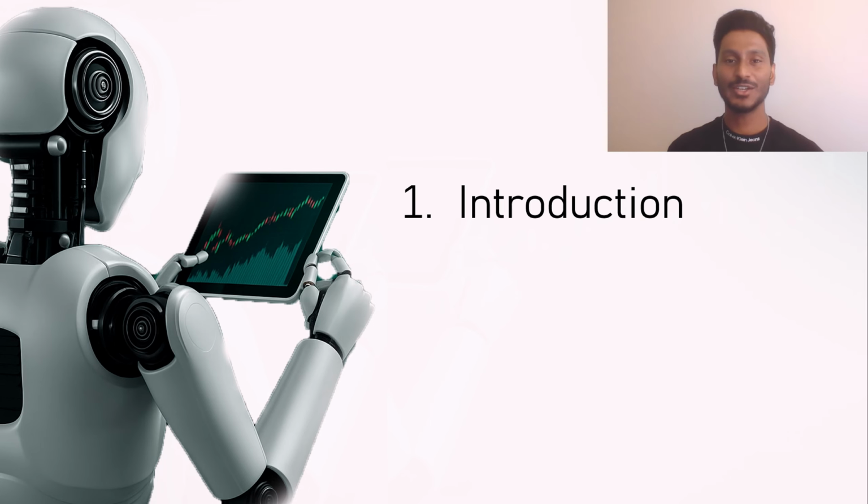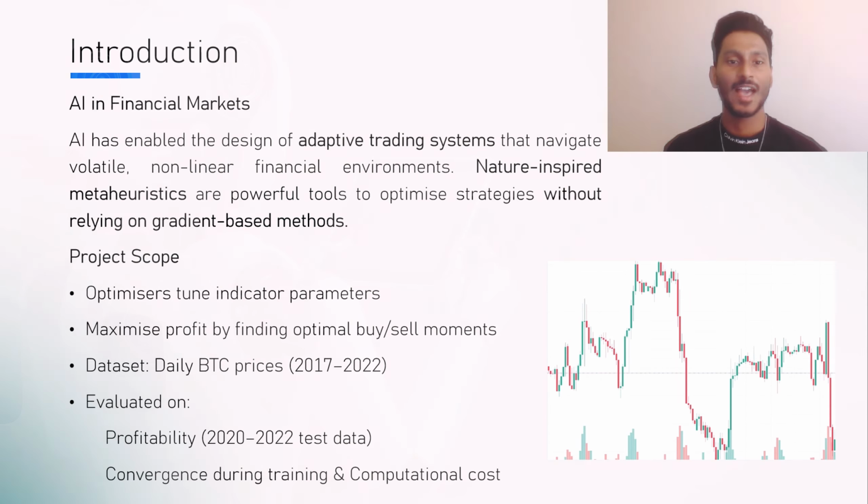Now I am moving to the introduction section. I would like to say that artificial intelligence has enabled the development of adaptive trading systems that can respond to the volatile and unpredictable nature of the financial market. In this project, we apply meta-heuristic algorithms inspired by natural processes to optimize the parameters of trading strategies, particularly those used for generating buy and sell signals.